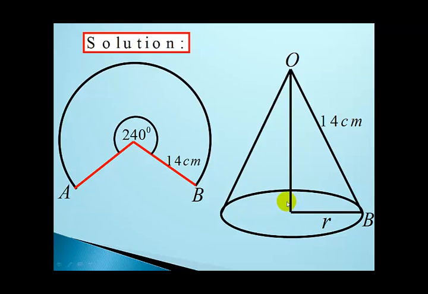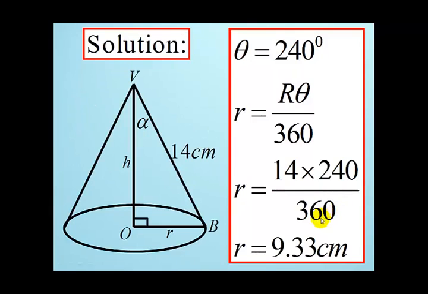Now, at the beginning, we said that the radius of the circle from which the sector was formed, out of which we had our cone, is the same as the slant height of the cone formed. So the radius of the circle, that is 14 centimeters, is the same as the slant height, that is OB, 14 centimeters. Don't forget that r is our base radius. Now, how do we find the base radius?